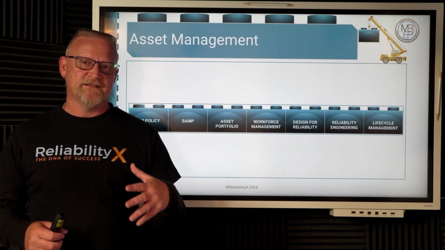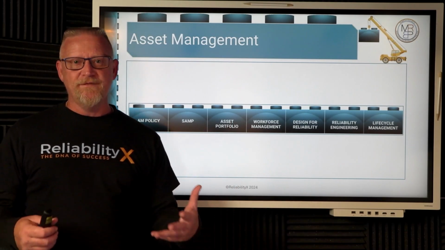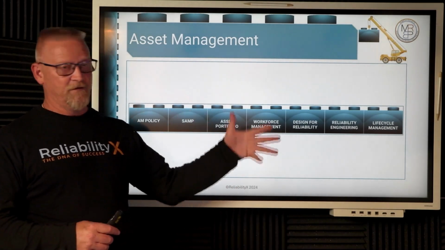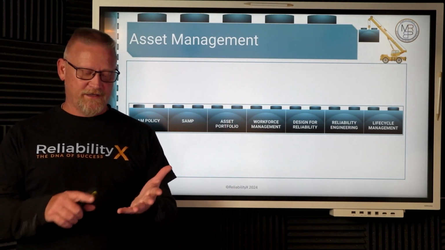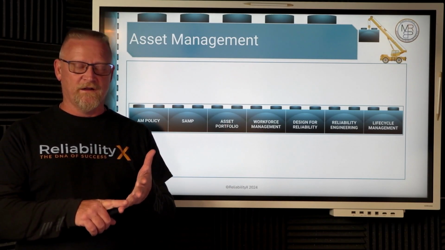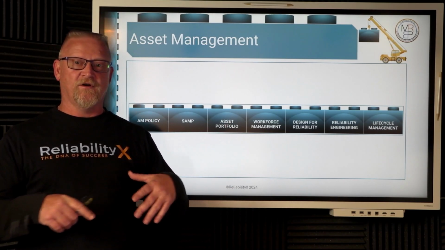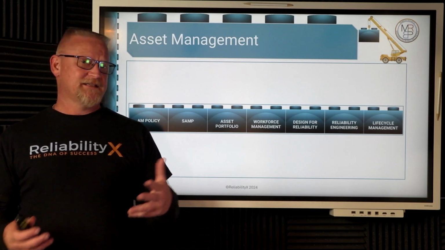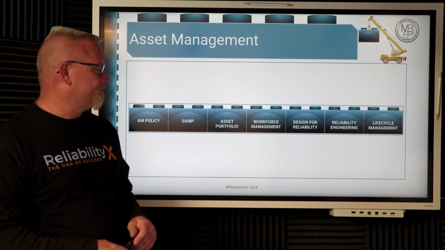Workforce management is the management of our human assets associated with reliability. And so we want to look at things like skill sets and qualifications and ensuring our people are educated and can execute the strategy appropriately.